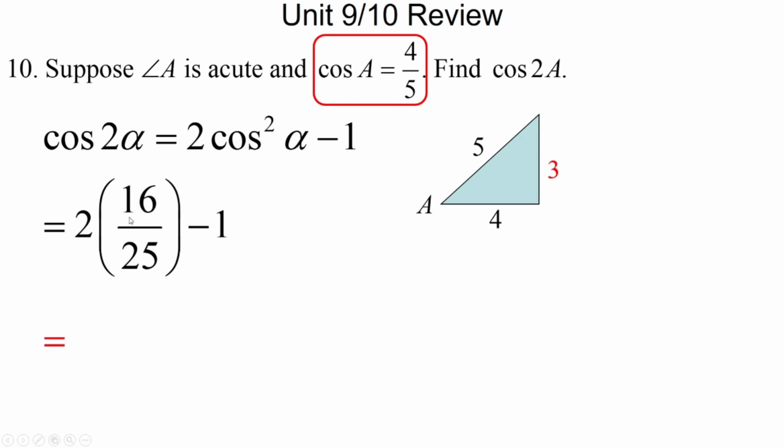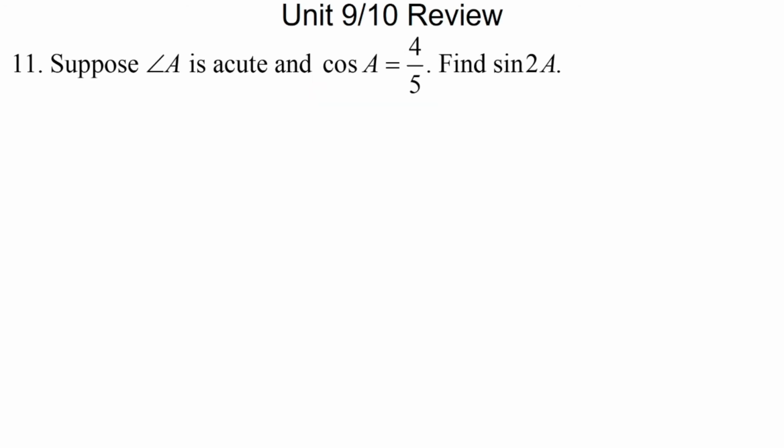So do you guys see 32 over 25 minus 25 over 25? Yeah, I'm going to go common denominator there. And 32 minus 25, that's going to be a 7. So cosine of 2a is 7/25. Oh, that's so powerful.